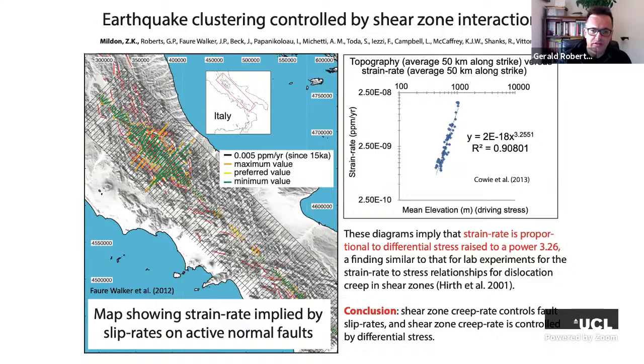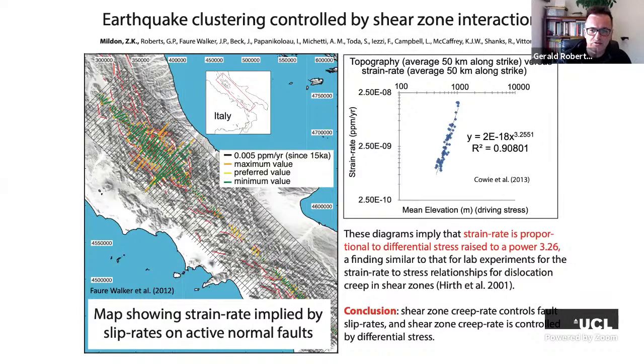To show you that shear zones are important, the pictures in this slide show that if you look at the mean elevation in the Italian Apennines and you correlate that with the strain rates derived from measurements of active faults, there is a relationship. On a log-log plot, there's a linear relationship between driving stress and strain rate, and the exponent is 3.2. So these diagrams imply that strain rate is proportional to the differential stress raised to the power 3.2. And that's amazing because those are field measurements which agree with lab experiments for dislocation creep happening in the lower crust. So my conclusion from this slide is that shear zone creep controls fault slip rates, and shear zone creep rate is controlled by differential stress.